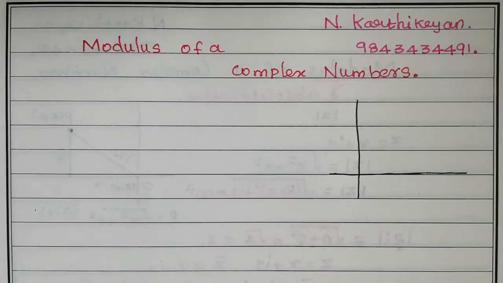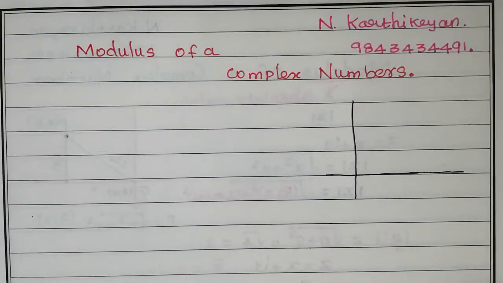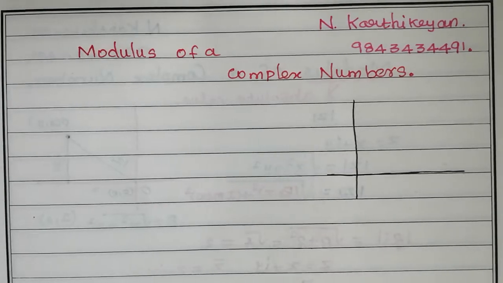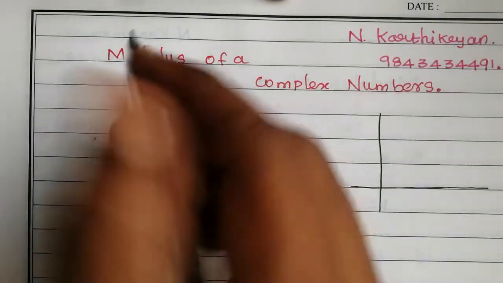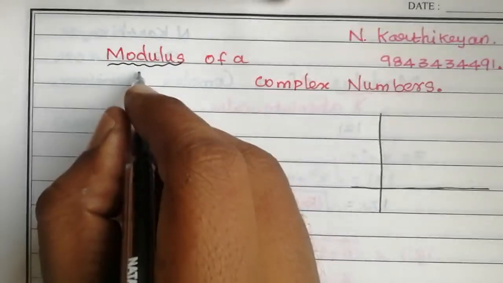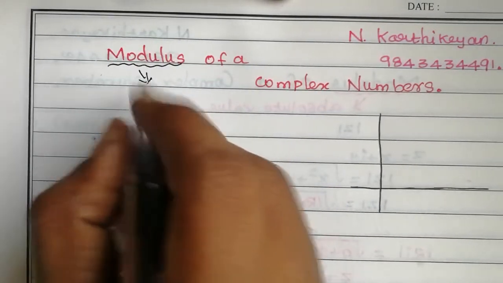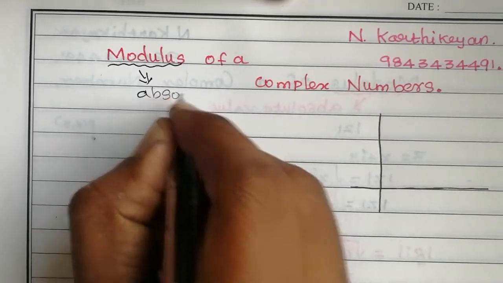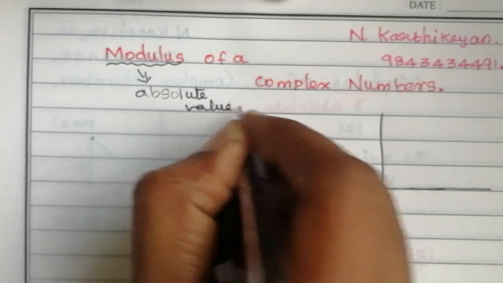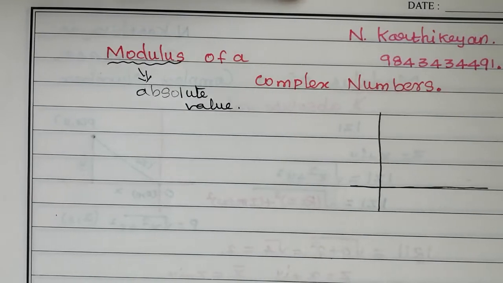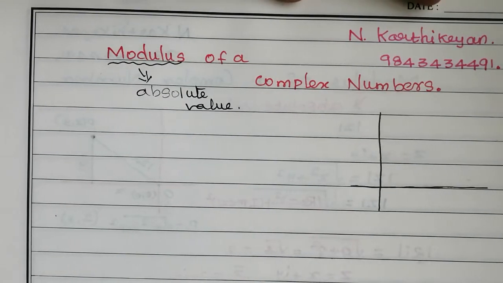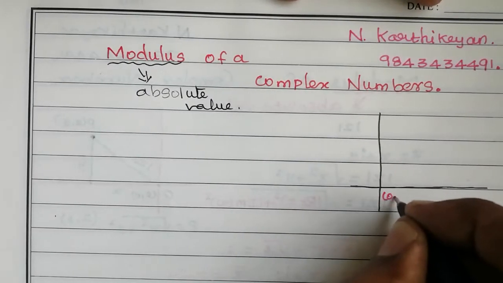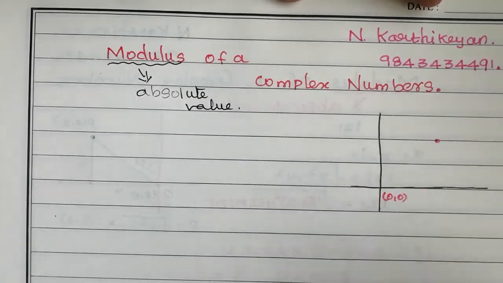Hi, in this video we are going to discuss the modulus of a complex number. What is the meaning of modulus? Modulus is nothing but the absolute value of a complex number. So modulus of z is nothing but the absolute value of z. What is the absolute value? Absolute value is nothing but the distance from the origin to the complex number.